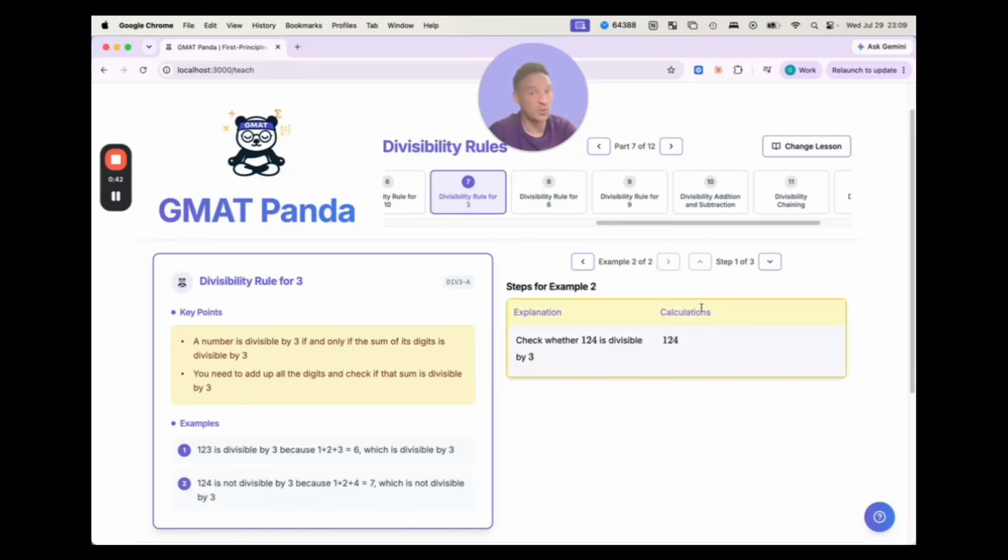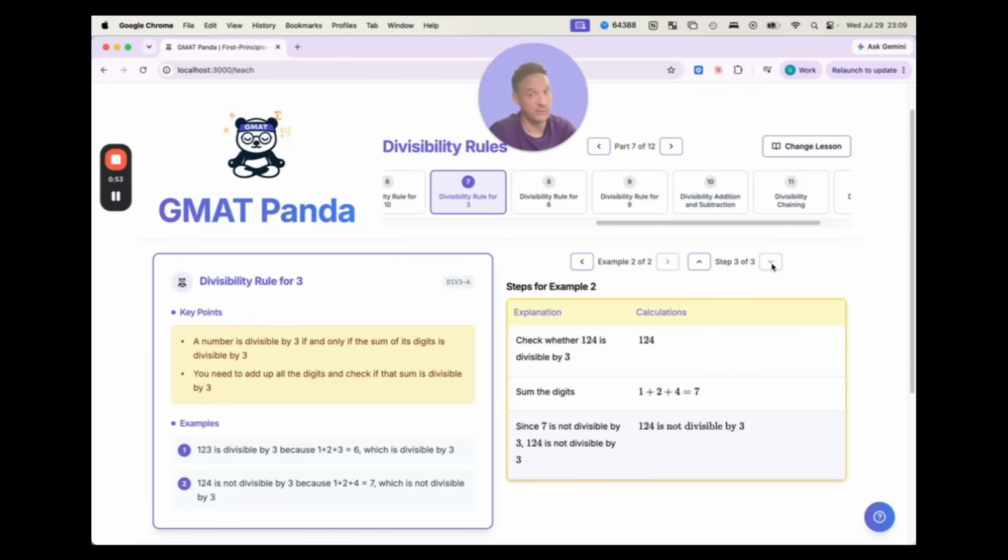However, let's take 124. In that case, if we add up all the digits, we get 1 plus 2 plus 4 equals 7. 7 is not divisible by 3, and therefore the whole number is not going to be divisible by 3. This works on any size of number, so if it's a number that's in the billions or so, same principle, you just have to add up all the digits and see if that number is divisible by 3.